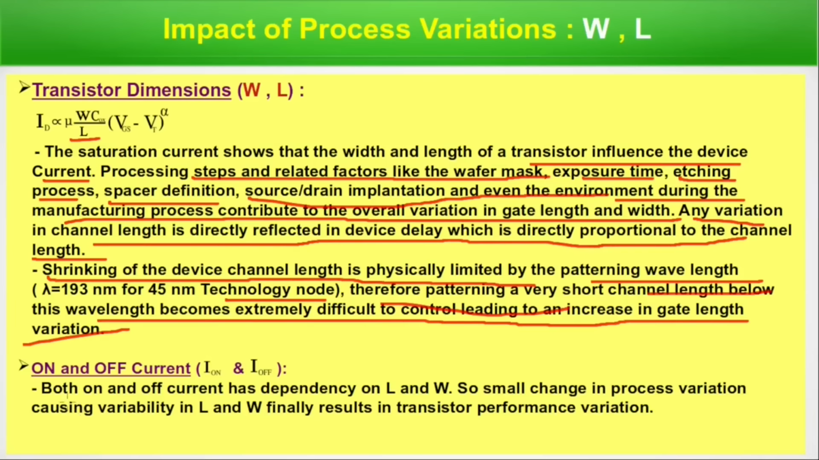On and off current. From this current we can easily understand that W and L are always related to the current. So both on and off current have dependency on L and W. So a small change in process variation causing variability in L and W finally results in transistor performance variation. If transistor dimension changes, since I on and I off, the on and off current, have a dependency on this dimension L and W, definitely that will get changed. So I on and I off are also impacted with process variability.